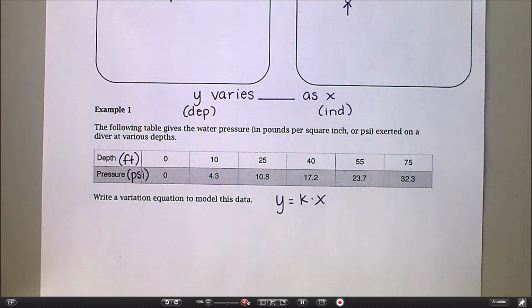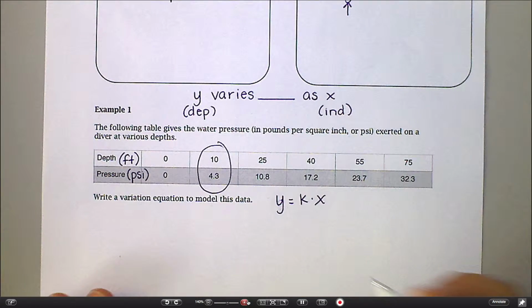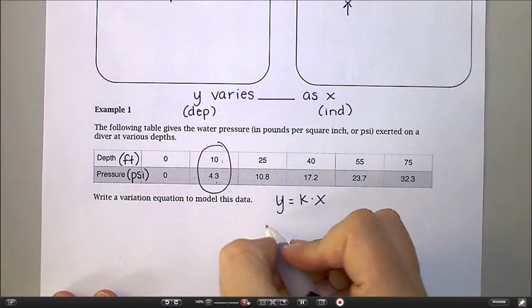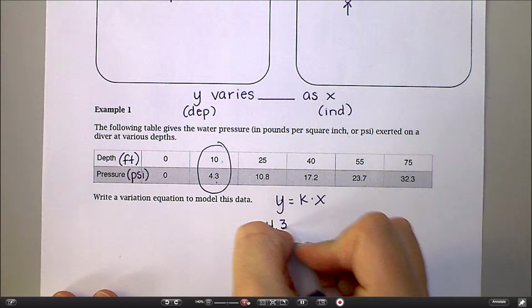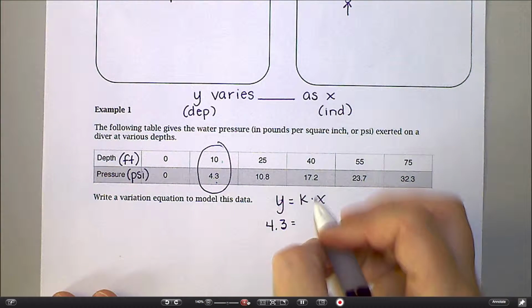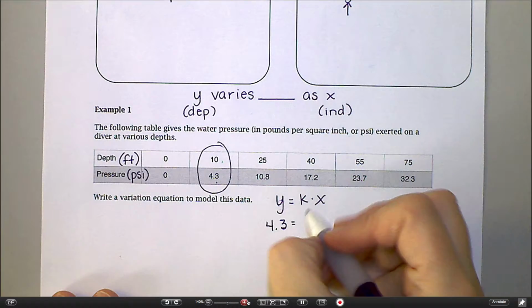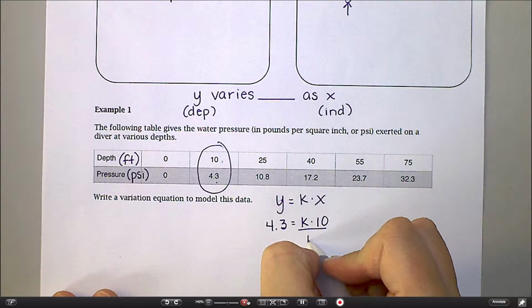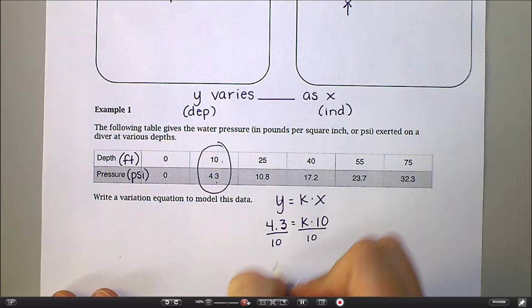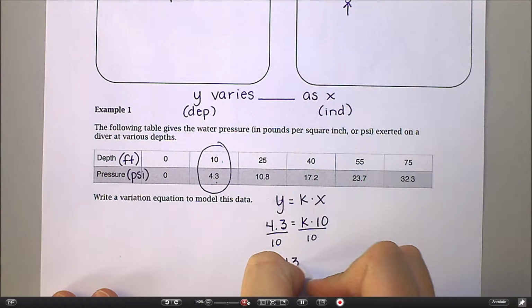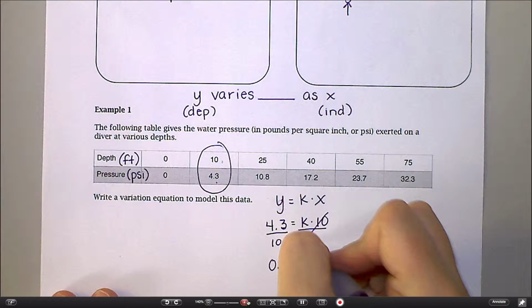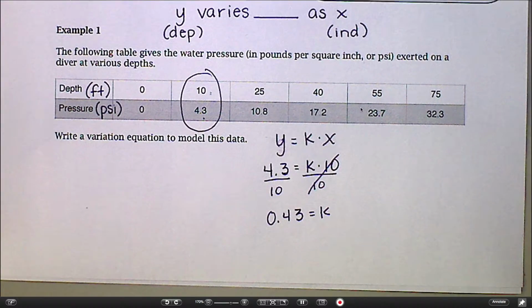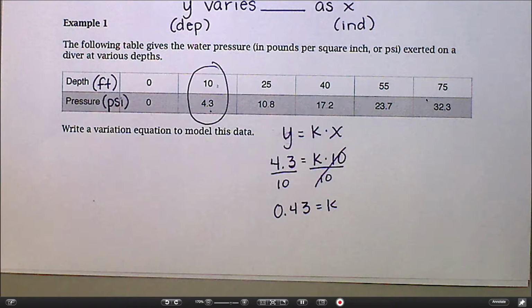So let's just pick, I don't know, the 10 and the 4.3, because that's easy for me to do mental math with. Remember, this is my y and this is my x, so 4.3. They have to be from the same column though, right? Yeah, you do have to do a pair that goes together. So this would be k times 10. Divide by 10, and I get 0.43 for my k value. Okay, oops, sorry, that's kind of low. Oh, that's not what I meant to do either. That's right. So now I have my k value.